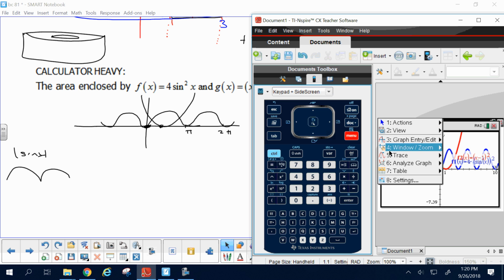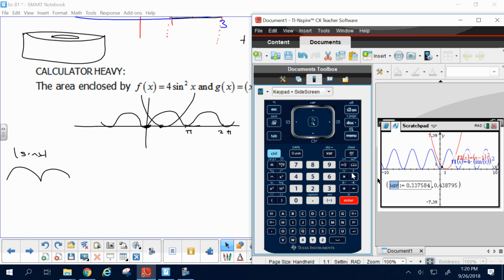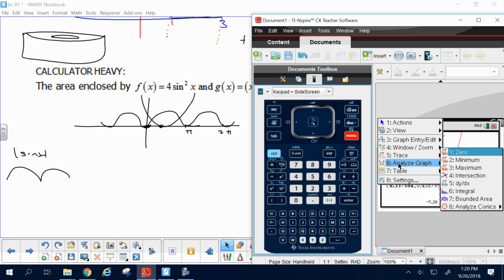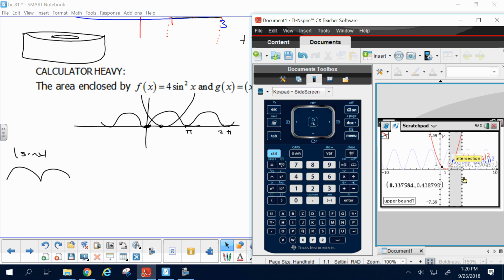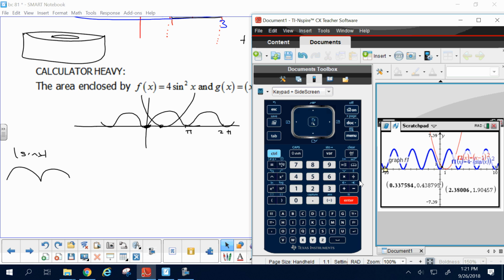Find the intersection points, and we'll probably want to store those. So, do we need to store the x and the y, or just the x, or just the y? Just the x. I'll call mine A for the left and B for the right. But it's up to you. Call it Bob and Karen for all I care, or whatever you want. Okay, are you getting something like 0.337 for x, or for the left, and 2.380 for the right?